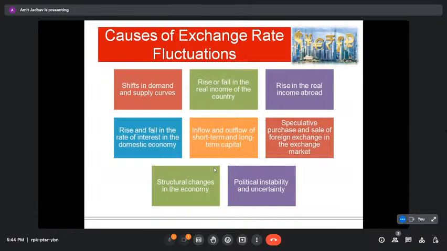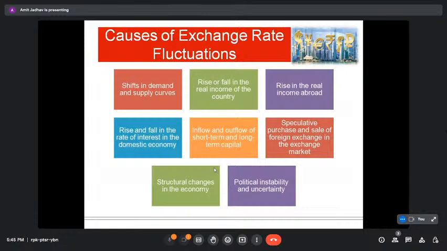So the first cause we can say is a shift in the demand and supply curves. When there is a shift in the demand and supply curve, it will create some fluctuation in the foreign exchange market. So if the demand becomes greater than the supply, at that time the currency exchange rate will be increasing, so it will become a fluctuation. Similarly, in the opposite situation, the exchange rate will also be unstable.